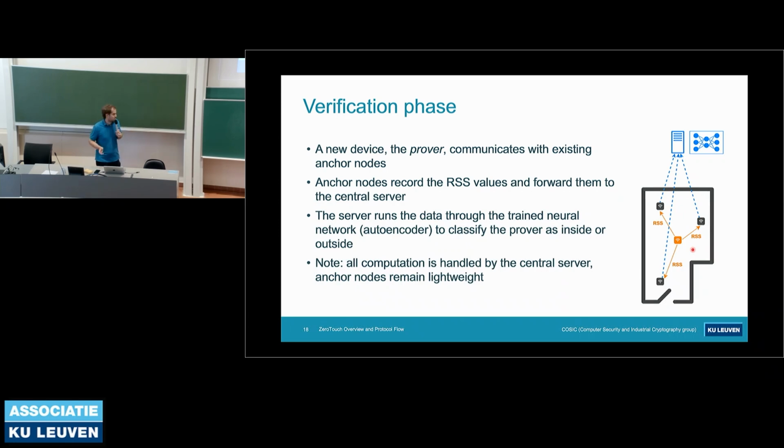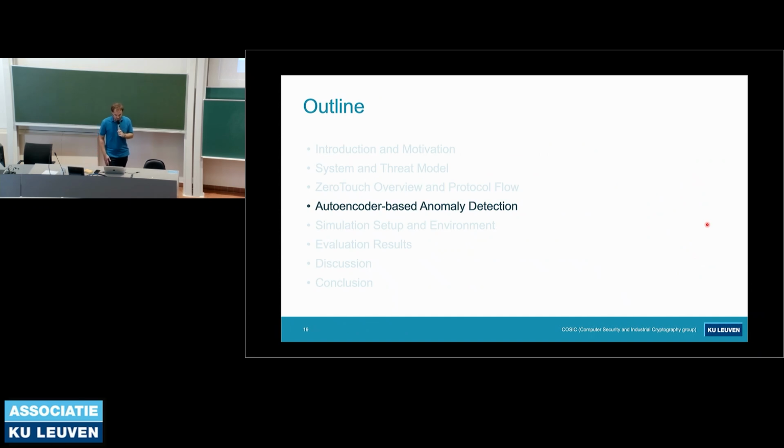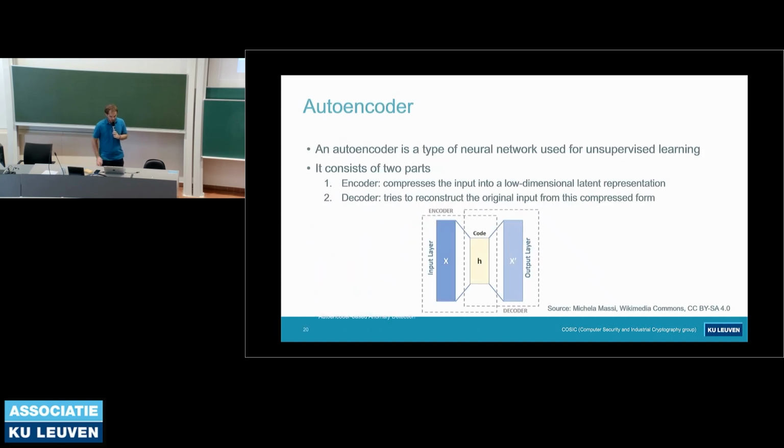Note that in our approach, the anchor nodes or the IoT devices only need to record the RSS, so they don't need to do any computation, so it's relatively lightweight on the anchor node side. So, the question is now, what neural network are we using? Here, we look into autoencoders.